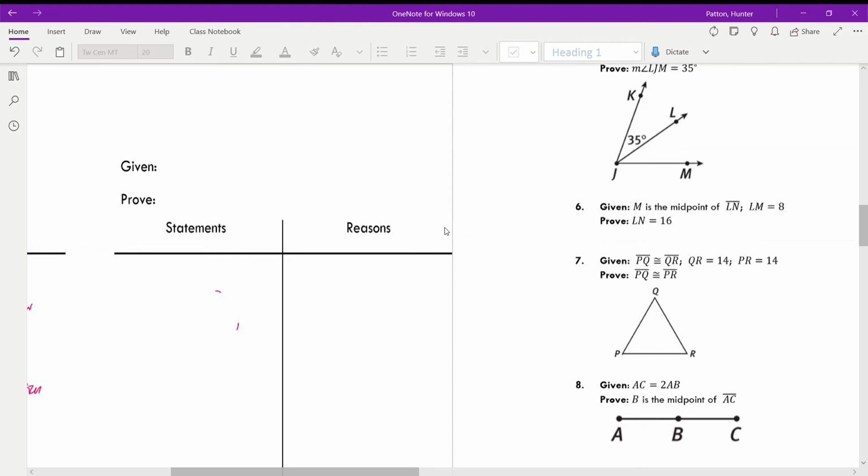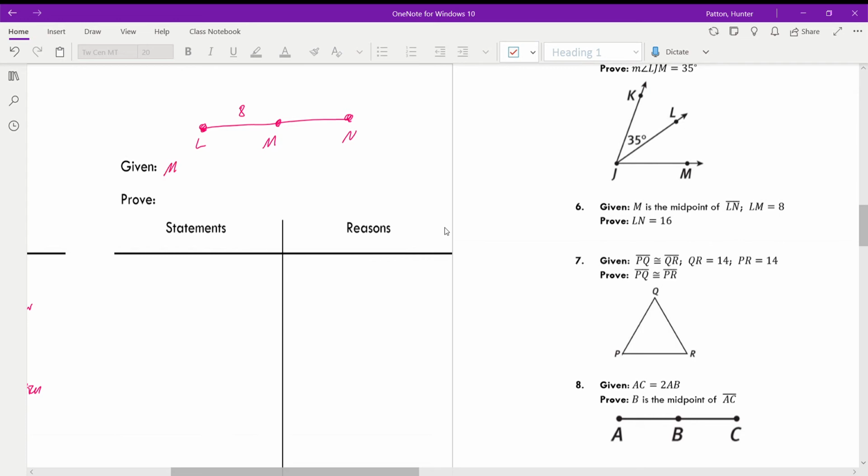So I didn't give you a picture, but I want to draw a picture for this one. I said M is the midpoint of LN, so I'm just going to go ahead and draw LN here. It might help us out a little bit on this one. LN, and then M is the midpoint, so it's directly in the middle. We also know that LM is 8. We want to show that LN is 16, so let's write our given.